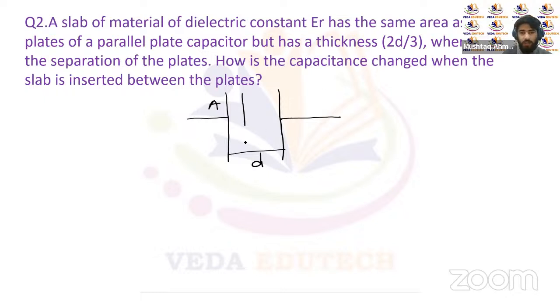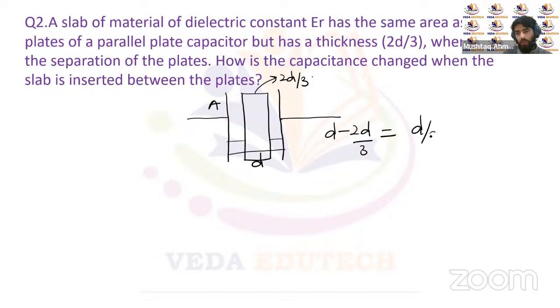Let's place this dielectric here, and the thickness of this dielectric is 2d upon 3, right? So if this is the thickness of the dielectric, it means that the remaining portion will be this area and this area without the dielectric, and the only medium in this region will be a thickness equal to d minus 2d upon 3, or that will be equal to d upon 3, right?